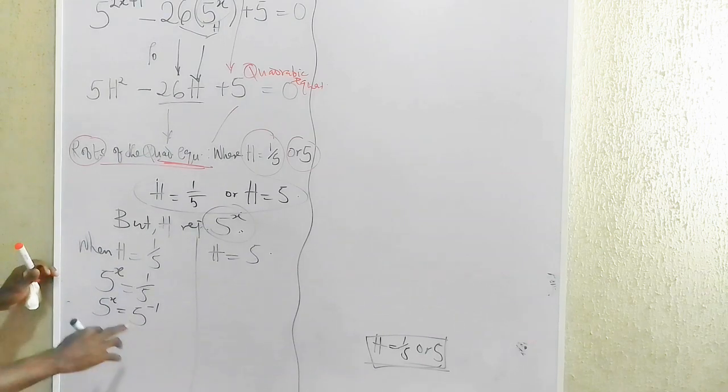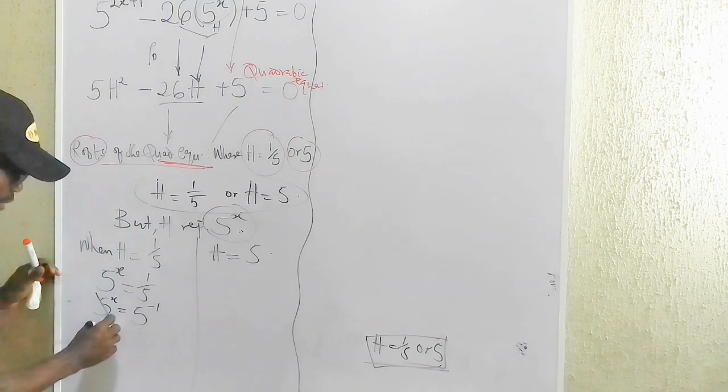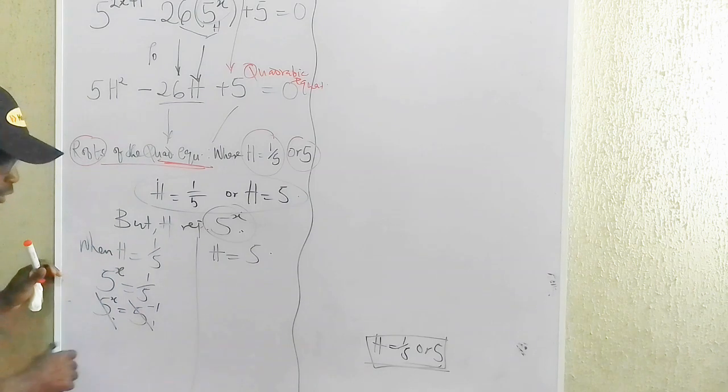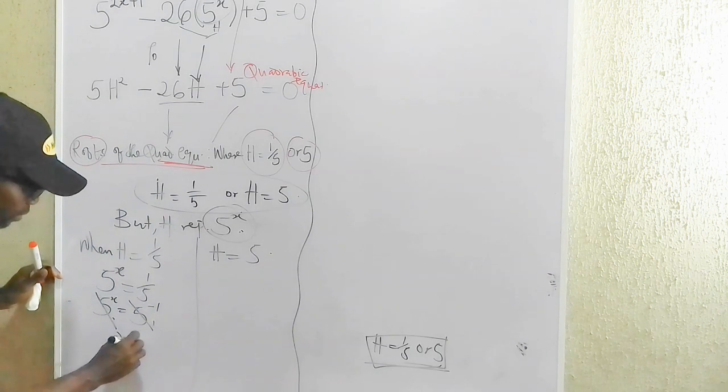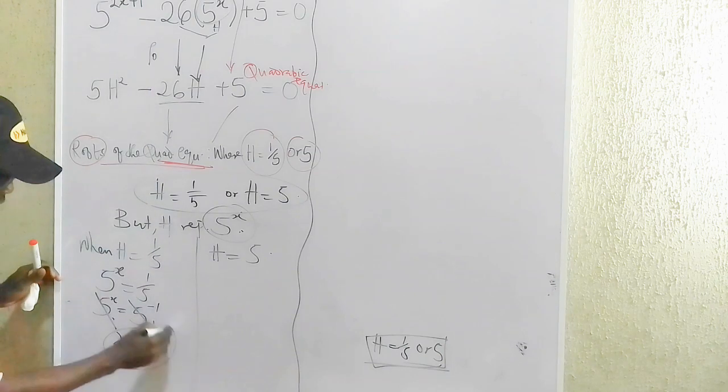What do we have here in common? The two bases are the same, so 5 will cancel 5 away. What's remaining? We have x equals minus 1. You now see that the value of x is this in this place.